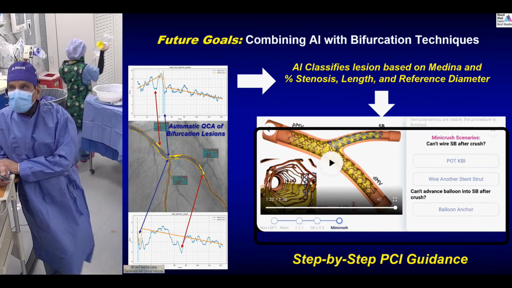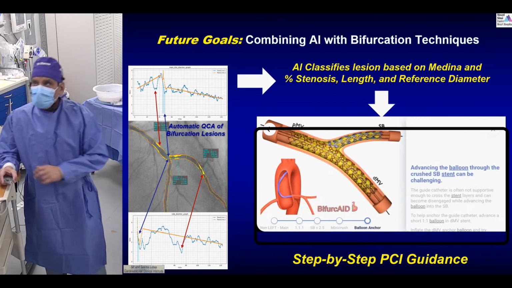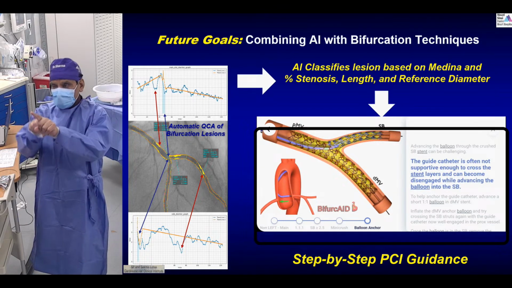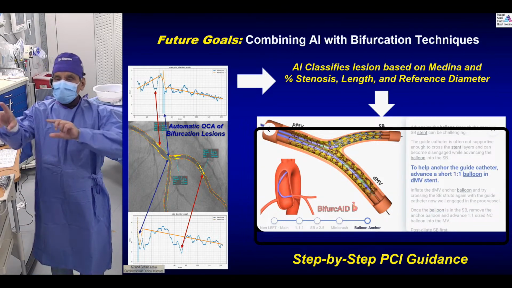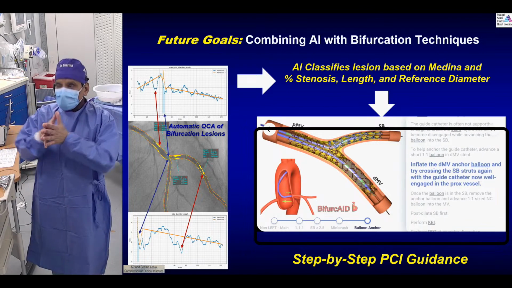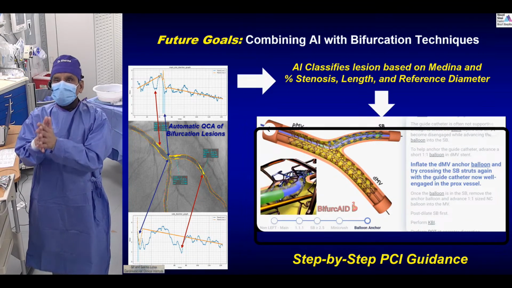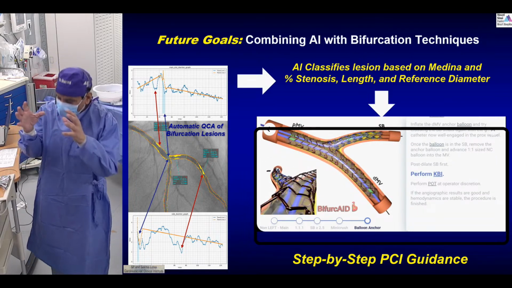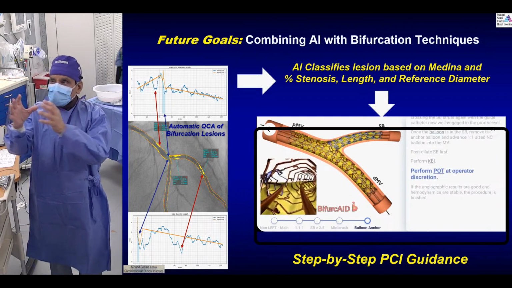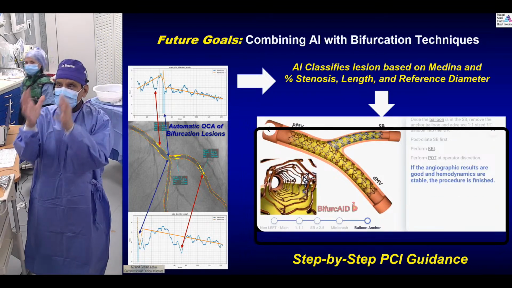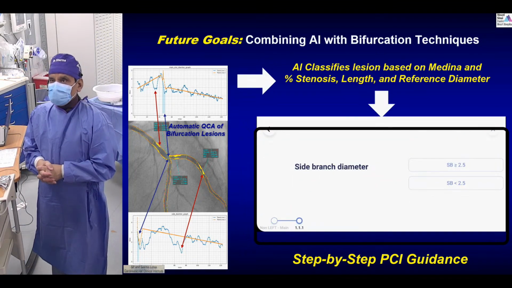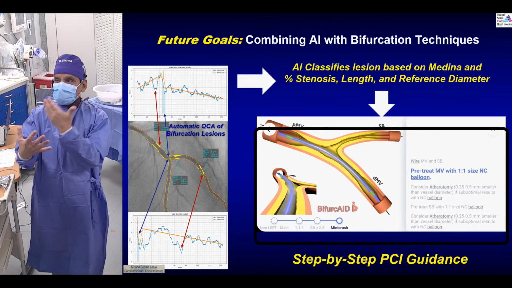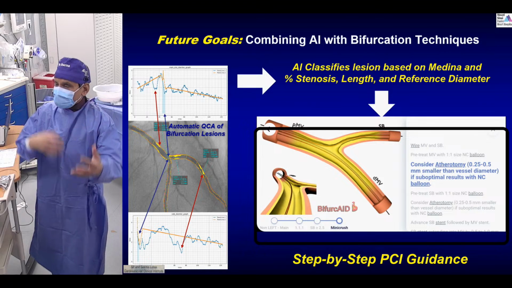And coming back to the point, what I really wish and will see, hopefully, is that this question always comes: the bifurcation angle, the size and the length, where the lesion is, with the Medina type. So what should be your strategy? The biggest question comes: DK crush, mini crush, culotte, TAP. So we feel that first, maybe this AI-based QCA analysis of the bifurcation tells us what is the preferred bifurcation strategy. And then of course you go with the various balloons, wires and so on.